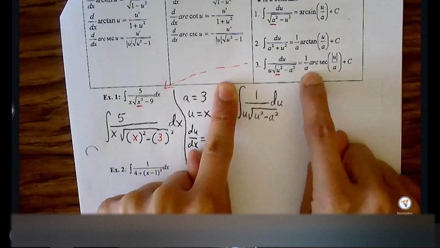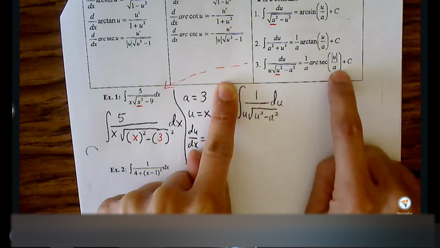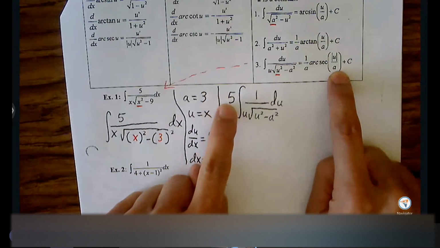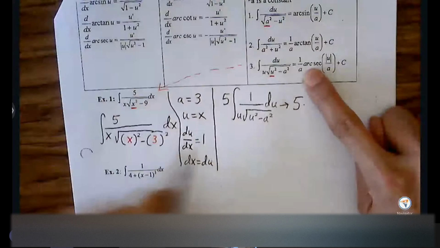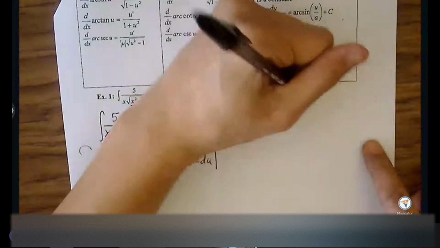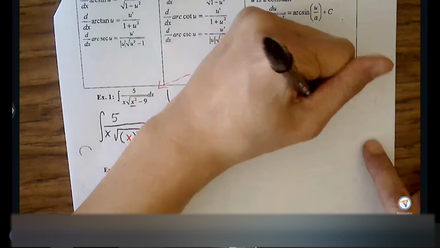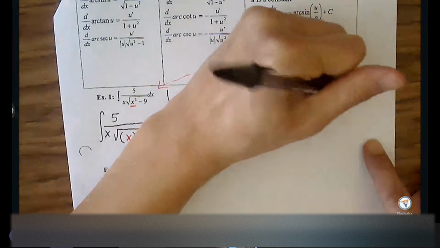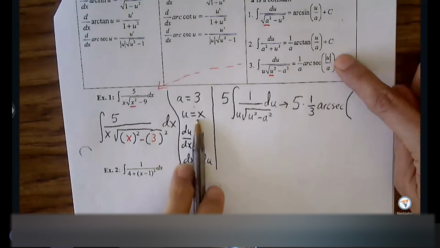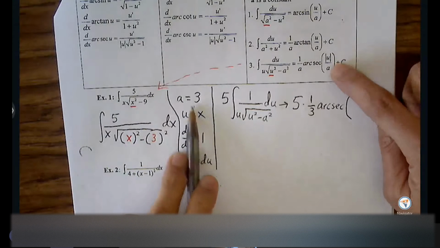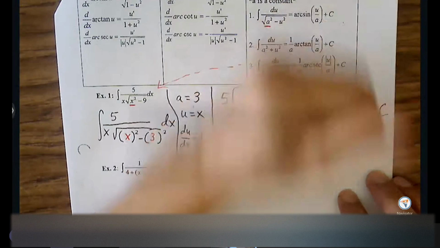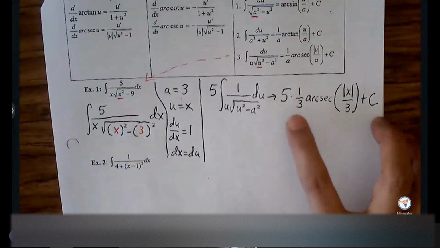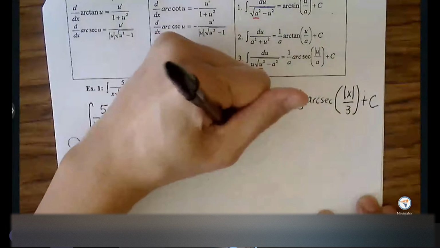So my integral rule requires the 1 over a and a u over a inside the parentheses. But we don't want to forget about that 5, so that 5 is going to have to be part of our answer as well. So I'll write down the 5 first, followed by 1 over a. My a value is 3. Arcsecant, absolute value of u over a. So absolute value of x over 3, plus c. Do a little bit of cleanup. Make that 5/3.